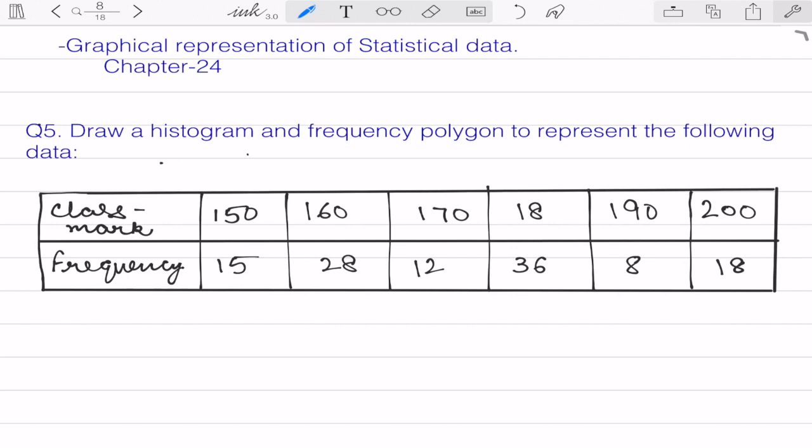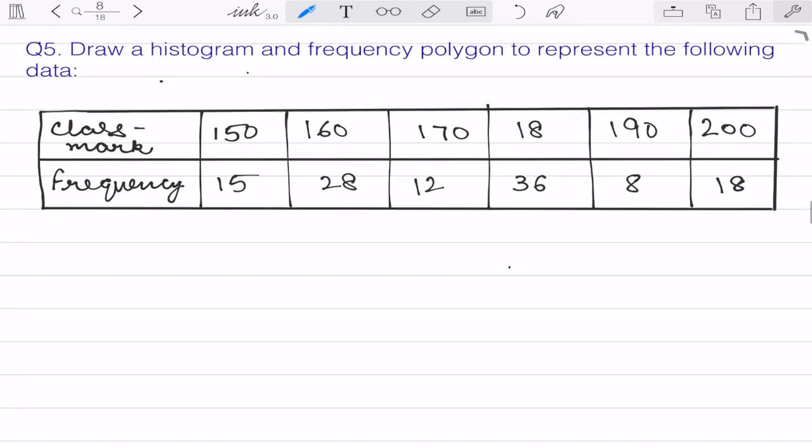Now you can see that in this question they have given the class mark and frequency. So first what we have to do, we need to convert the class mark into class interval. Then with the help of class intervals, we will draw a histogram and frequency polygon together. So first, we will convert these class marks into class intervals.